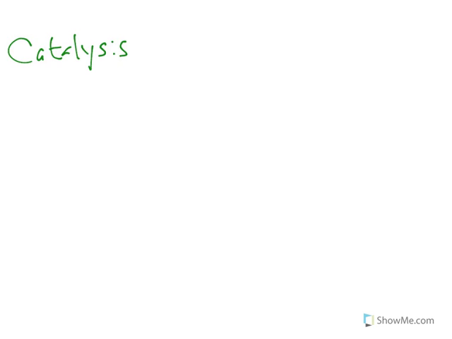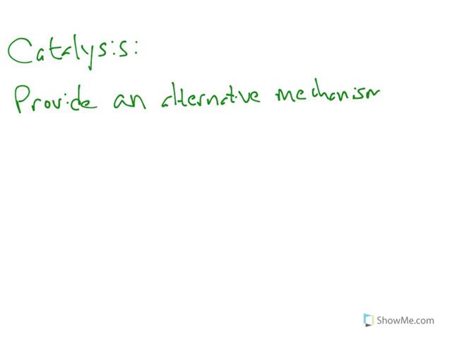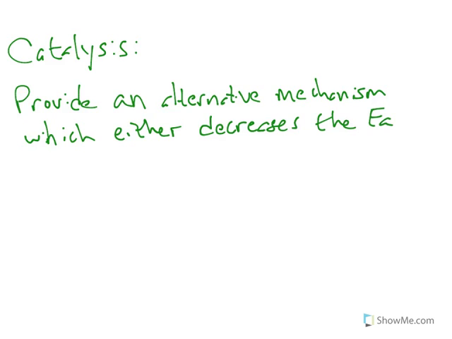All right. So what do catalysts do? One of my favorite definitions of a catalyst is that they provide an alternative mechanism which either decreases the activation energy barrier of the rate determining step, or destabilizes. We'll just leave it at that. That's good enough. All right.